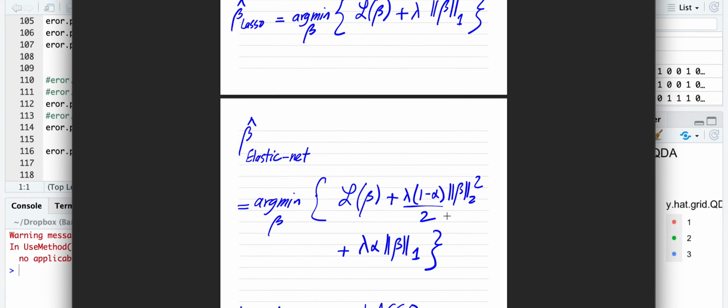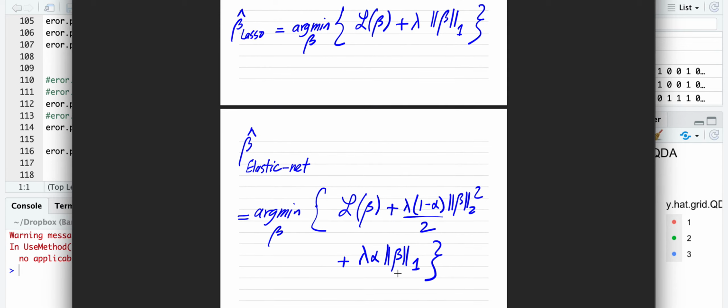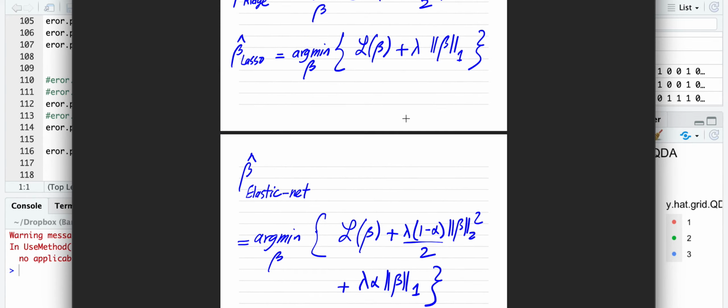Now the good thing about elastic net is that it clamps the coefficients that are not associated with the response to 0, but it will also have a grouping effect, meaning that if there is a group of features that are strongly associated with the response, it will select them, whereas lasso would have clamped most of them to 0 and kept only one.